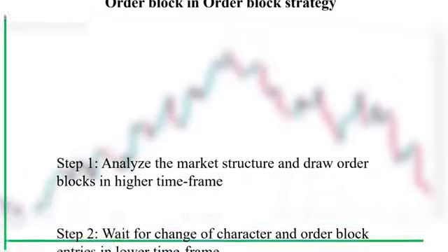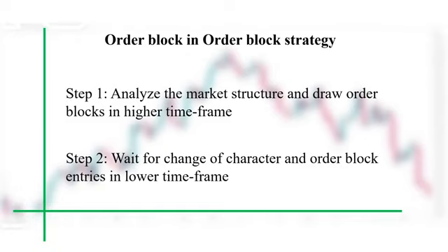This strategy has two steps. First, we analyze the market structure and point out order blocks in the higher time frame. Second, we zoom in on the lower time frame and wait for a change of character to appear, and look for order block entries. For example, if we have pointed out our order blocks in 4 hours, we look for entries in 15 minutes.